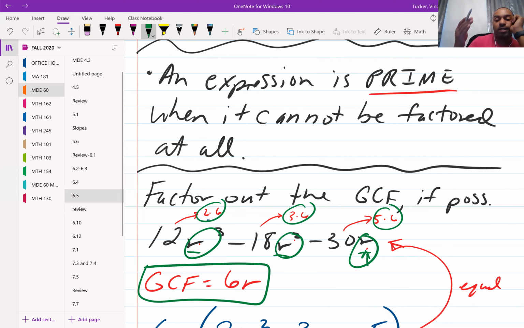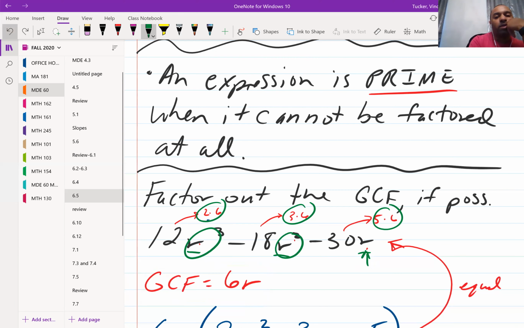So it was a 6 in each one of those numbers, 2 times 6, 3 times 6, 5 times 6. And the most I can pull out of each term is 1 r. I can't get 3 r's out of that 30r because, like I said, there's only 1 r. Okay, I hope that makes sense. If not, feel free to let me know.